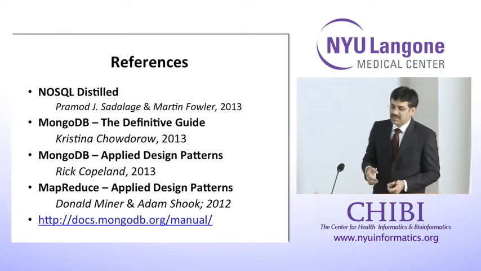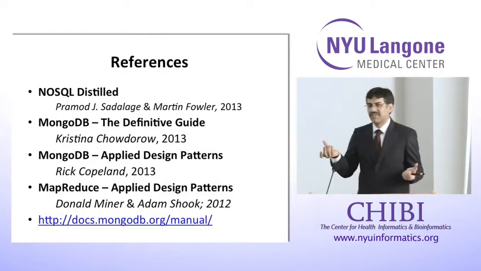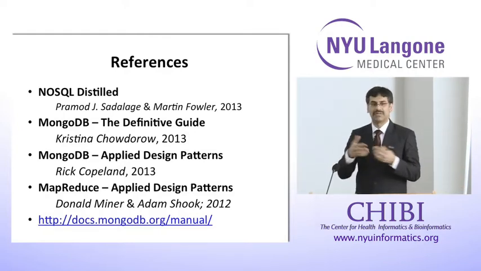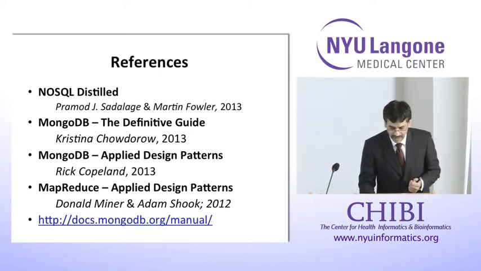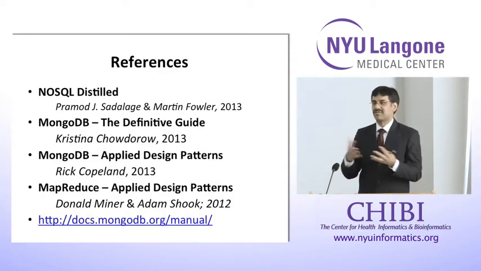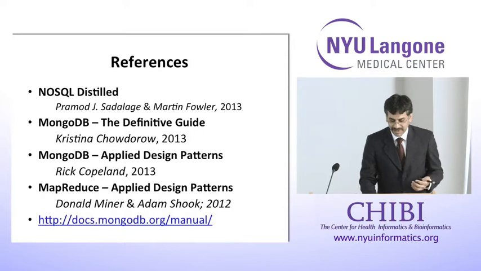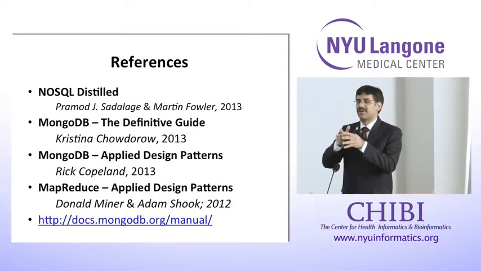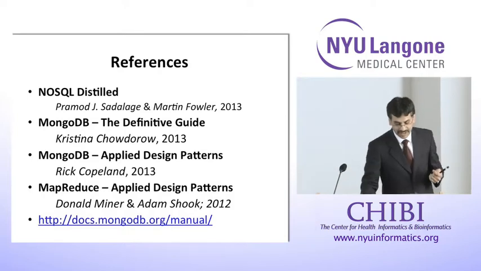So there are some references here. These are the main books. NoSQL Distilled is a very brief book about the general NoSQL landscape. It talks about all different kinds of NoSQL databases. MongoDB: The Definitive Guide has everything about MongoDB, but MongoDB Applied Design Patterns is particularly about how you design your data model depending upon what your application is.